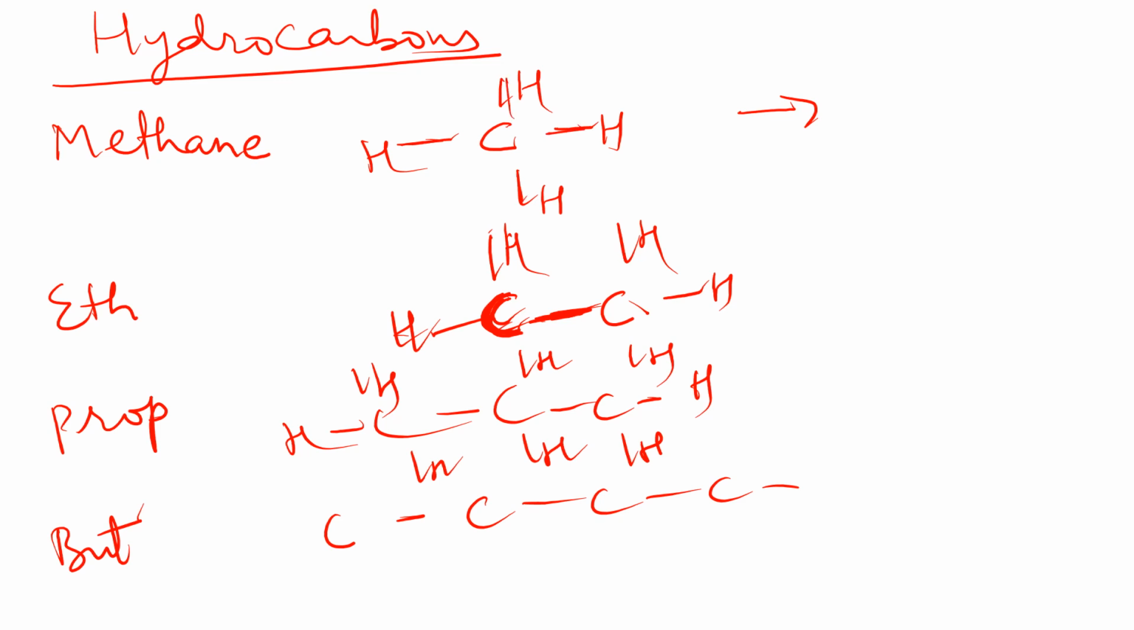We will classify hydrocarbons into different types, but to name the hydrocarbons, we use these terms: meth for 1 carbon, eth for 2 carbon atoms, prop for 3 carbon atoms, but for 4 carbon atoms. For 5 carbon atoms, we use pent, then hex, then hept, then oct, then non. That's how we do the naming. We will tell you more about this later.